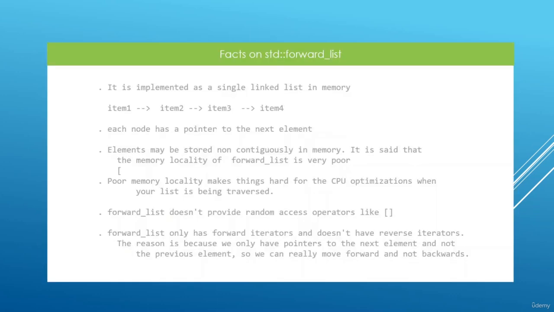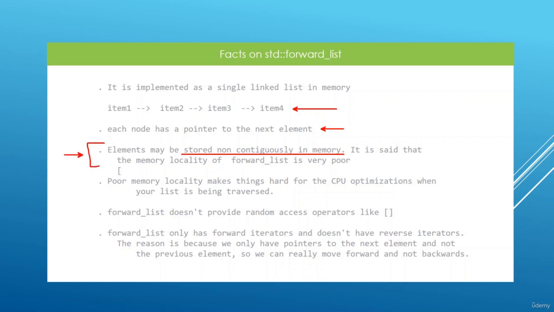Okay, so here are a few facts about our std forward list container. It is implemented as a singly linked list in memory, so we will have a bunch of pointers between elements. And that's going to be something like this. Each node is going to have a pointer to the next element. You already know this. And elements may be stored non-contiguously in memory. And this is a defining feature of std forward list.